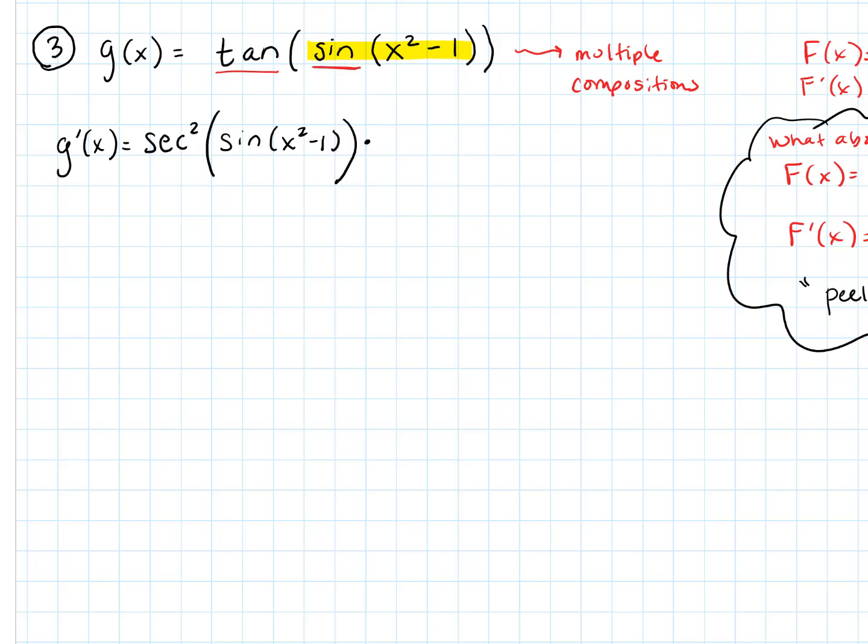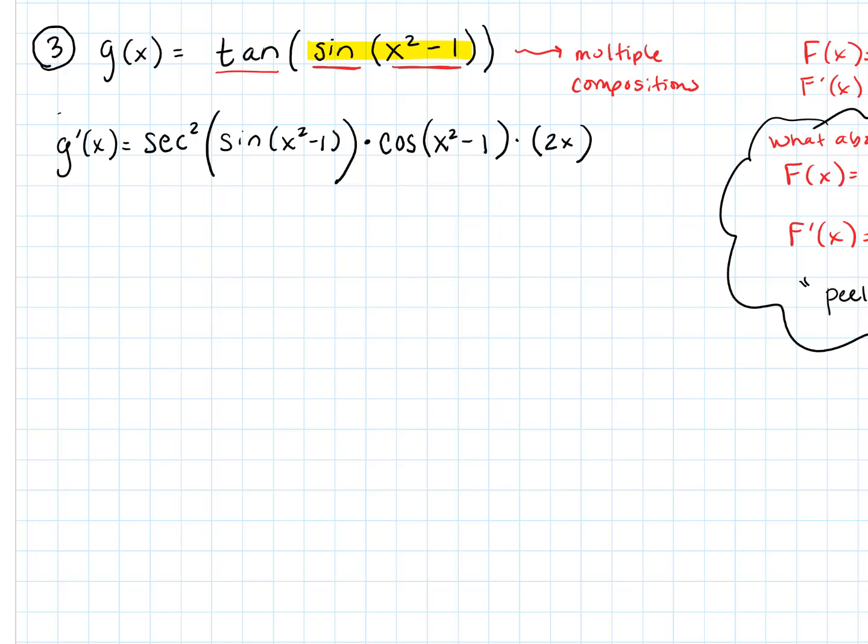So the derivative of the sine of x. So I take the derivative of the sine of x first. The derivative of the sine of x is the cosine, but I'm going to evaluate it at x squared minus 1. And then I finally get in, and now I'm taking the derivative of the innermost function, and I multiply by 2x. So we have our multiple layers there.